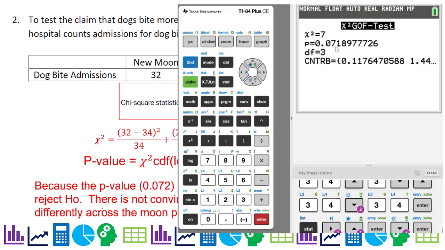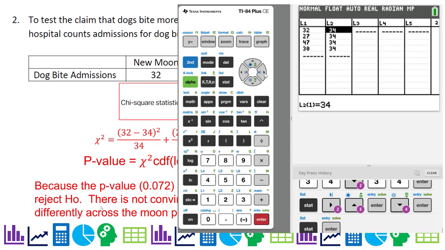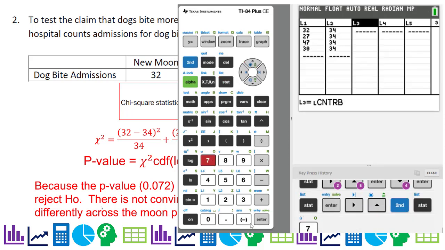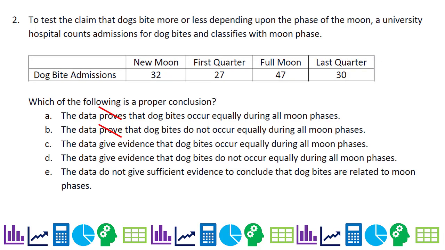Our p-value is 0.07. And if I want to see what these contributions are, I can hit stat and then edit, and then just go to a new list. Make sure you go to the top and say, hey, I want that to be contributions, which is 7. Then hit enter. It will recalculate, so it won't remember the old ones. It'll give you the new ones. And you can see that our largest contribution to the chi-squared statistic was the full moon with 4.97. So there you go.